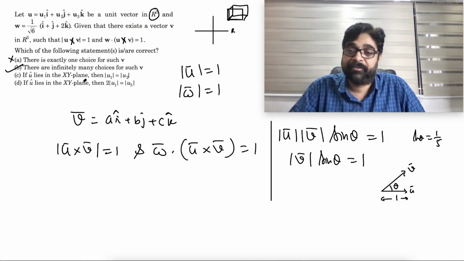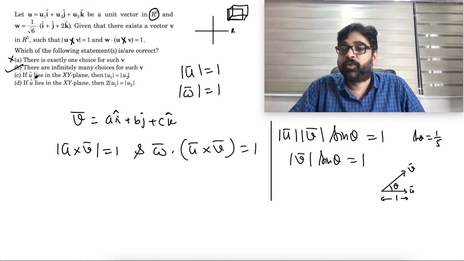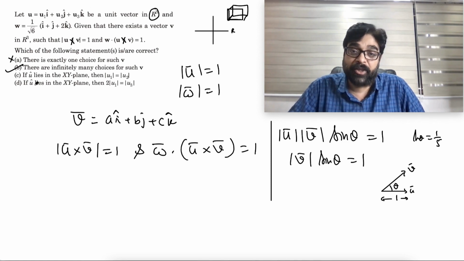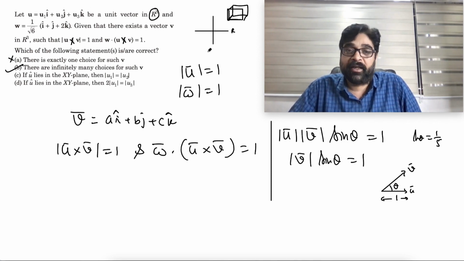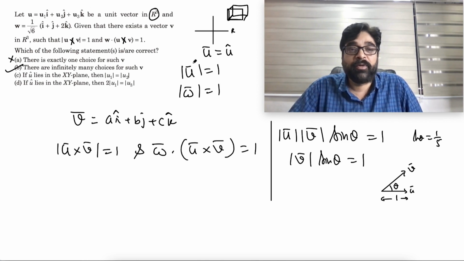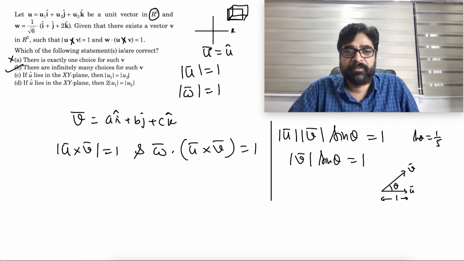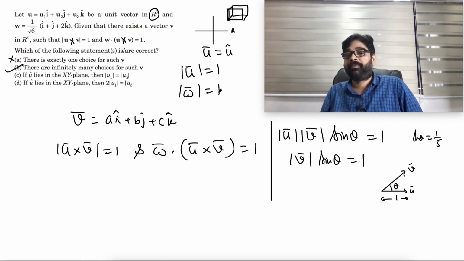We have to go further. Let U cap. First thing, don't get confused, because they are not saying U vector, they are saying U cap. But U is a unit vector, so U vector is the same as U cap. U cap, all of you know, is the unit vector of any vector. U is already a unit vector, so U cap and U both are the same thing.